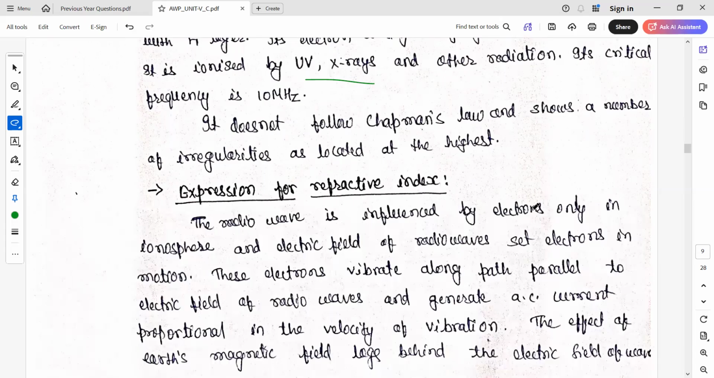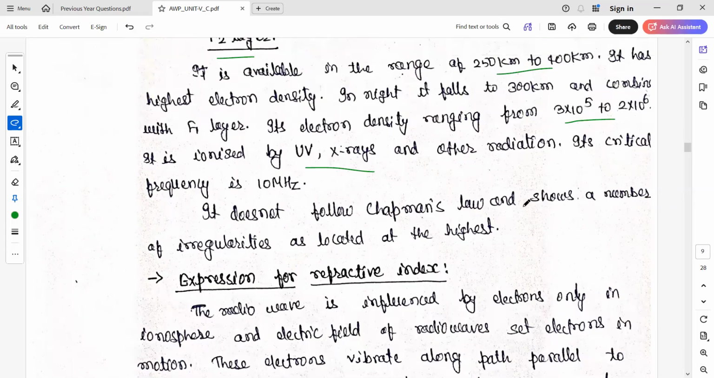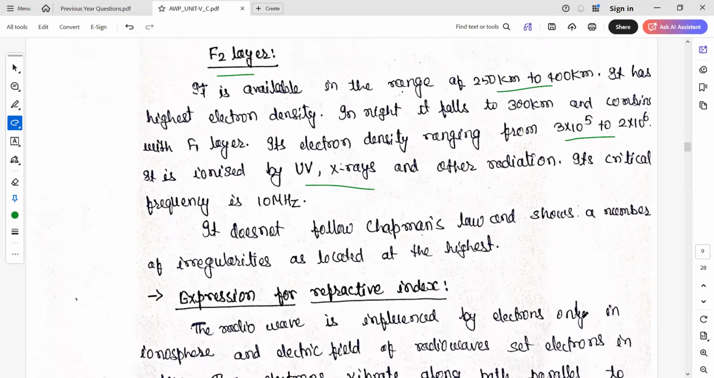So these are the parts you have to explain about the various layers, and you have to add comments on how this ionization is going to help in wave propagation.